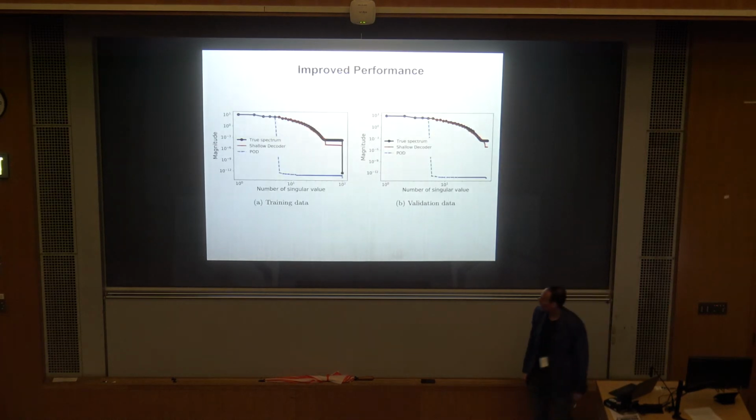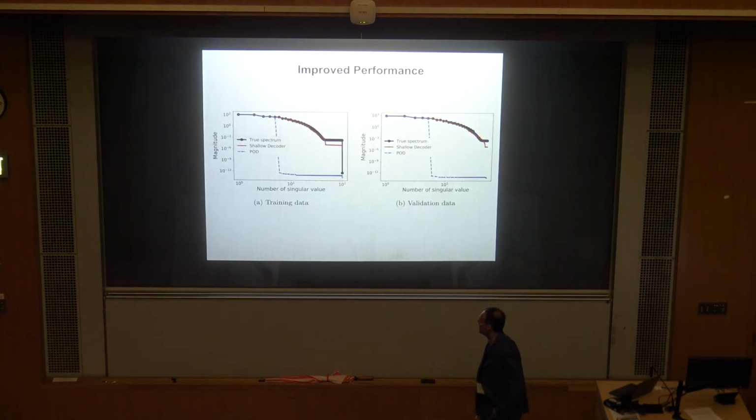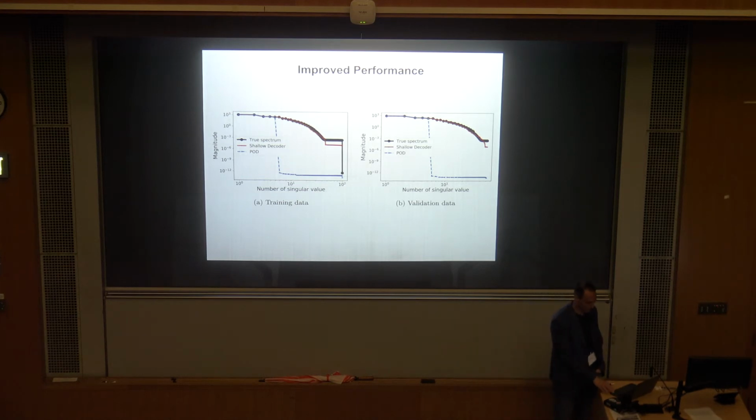And you can also find that it gives you quite better performance compared to the linear map. So here the true spectrum is in black, and your shallow decoder actually hangs onto it for quite a bit longer than your linear mapping does. Okay, both on the training and the validation data. So there are some reasons you might want to go with this nonlinear map.